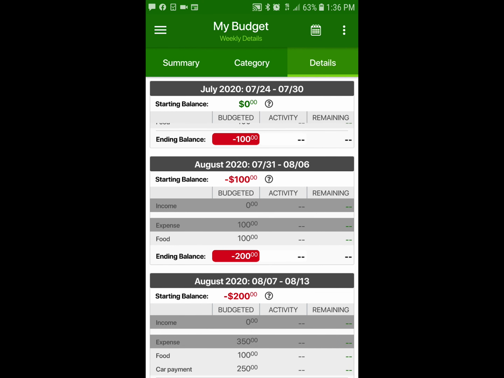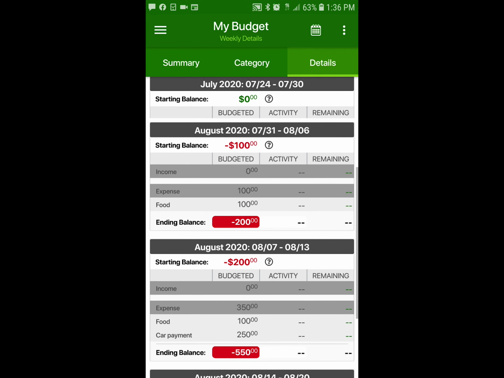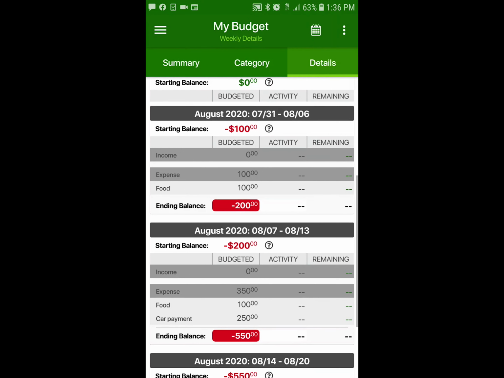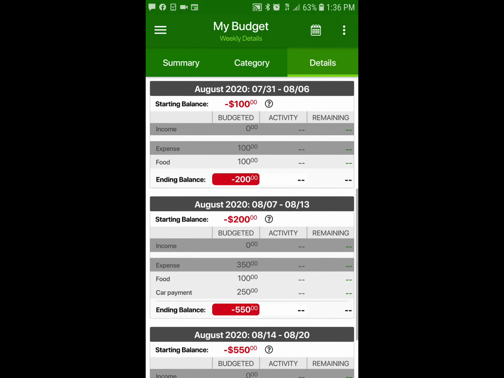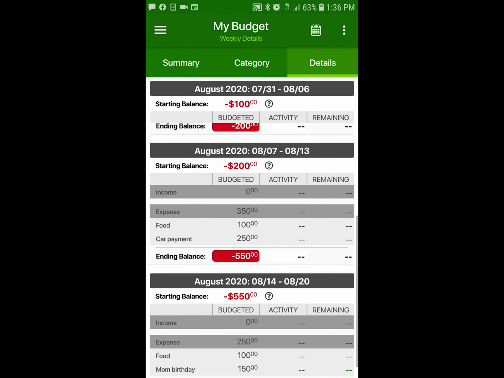And then if we keep scrolling down, you notice it goes to the next week, August 2020, the 7th to the 13th. Notice the negative $200 carries down to the starting balance of the next week. So now you've had 2 weeks go by of $100 in food. So you would be negative $200 by then. So now we're into the next week. It's the third week now from now. And if you see, you start with the minus $200.